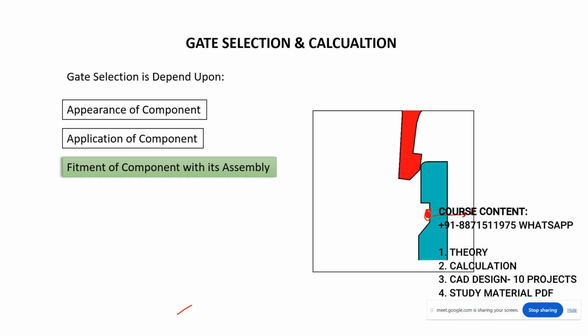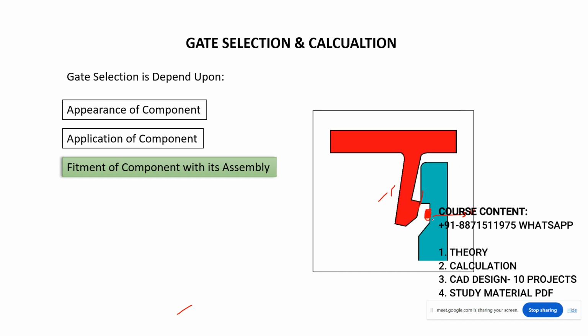It will create the restriction for this, right? It will create the restriction for this. Okay, so that's why fitment should be satisfied with its assembly part.